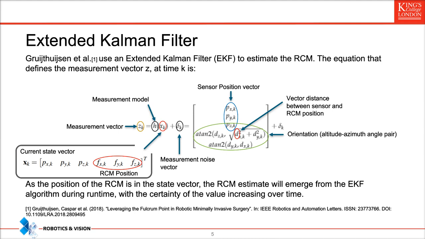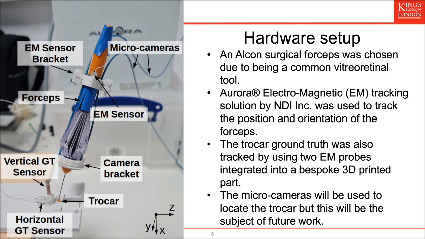With all of this in mind, an instrumented tool was developed to be considered for use in both manual procedures and robot-assisted vitreoretinal surgery, specifically for virtual RCM and passive wrist RCM configurations. The proposed system is clamped onto a surgical instrument, in this case the Alcon surgical forceps, with an electromagnetic or EM sensor incorporated in it. The EM tracking system used was the Aurora from NDI.